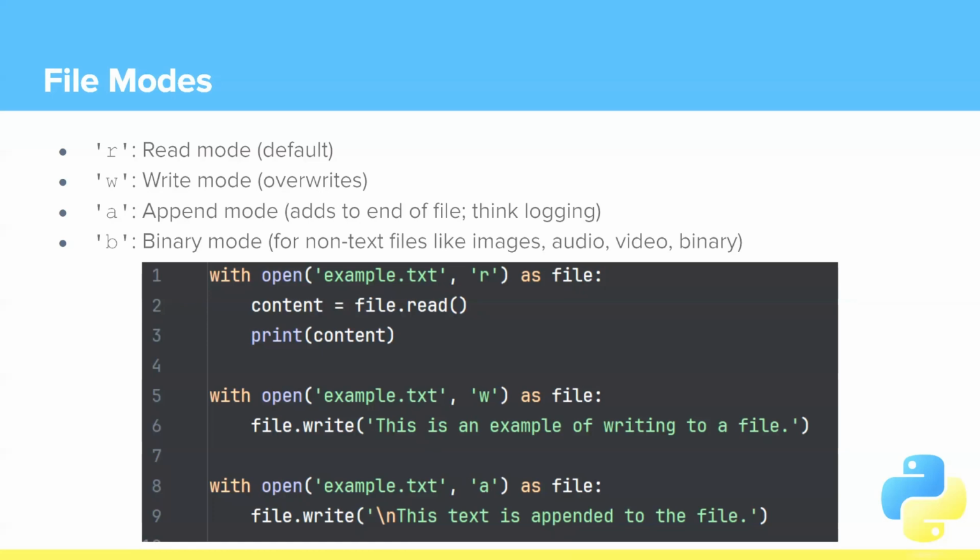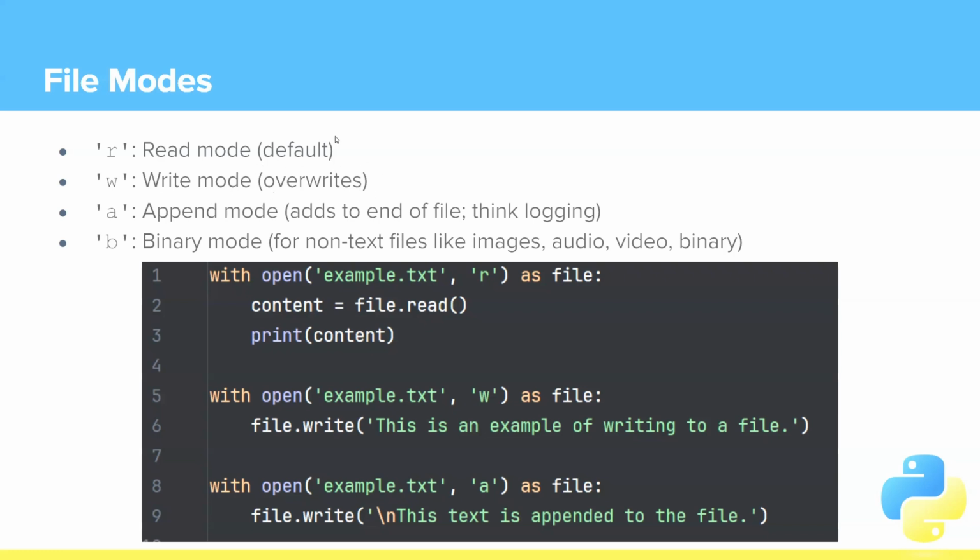When we are opening files in Python, in order to manipulate them by writing to them or reading from them, we have several modes that we can use. And these go in line with this open function built into Python. So we have an R that stands for read mode, which is the default. We have a W for write mode, which will overwrite the contents of a file.